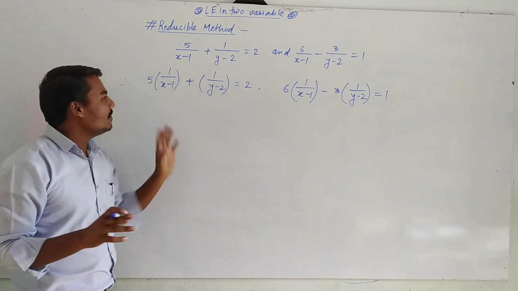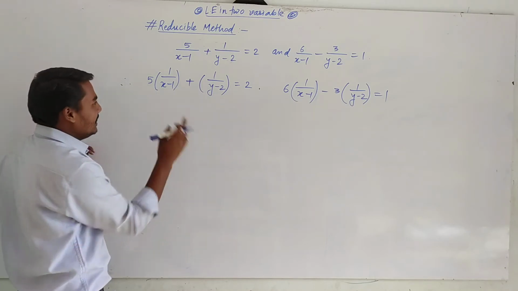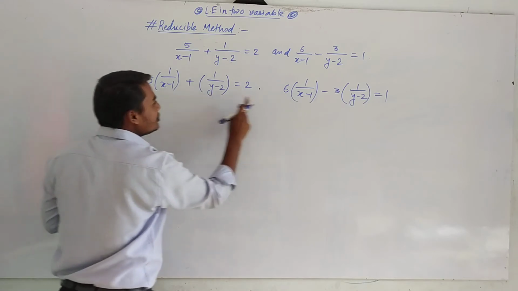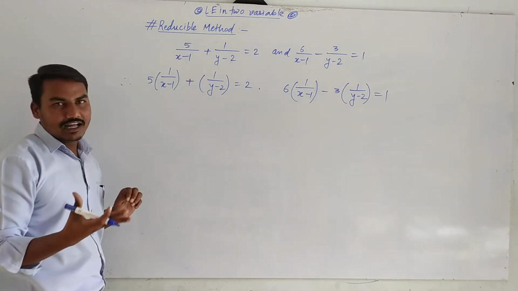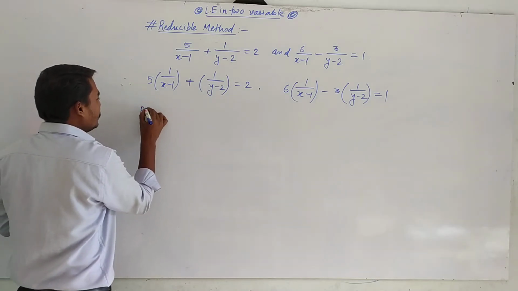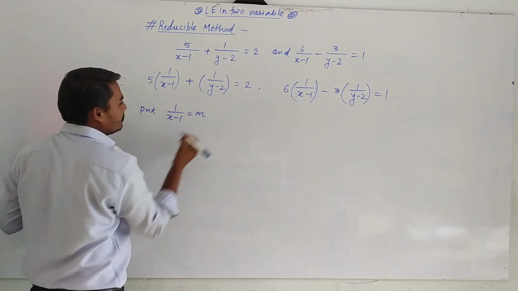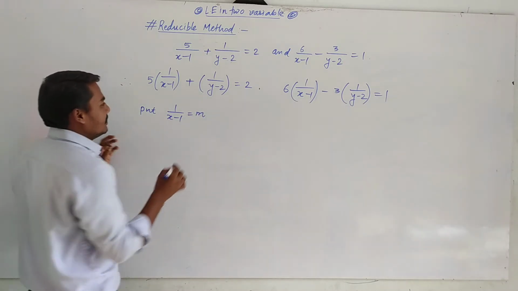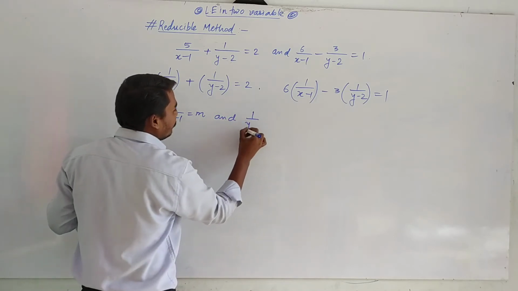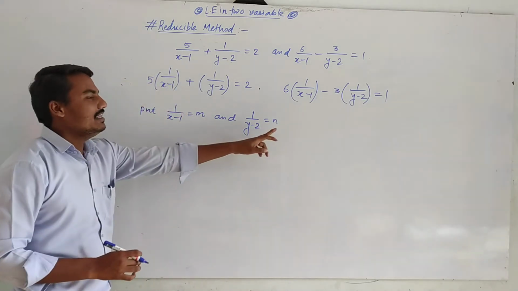Understood? So now instead of this, I want to put another variable. These equal terms, these two equal terms and these two equal terms, I want to replace with another variable. Now see, put 1 by x minus 1 is equal to m, any variable, and 1 by y minus 2 is equal to n. Okay, m and n I take.